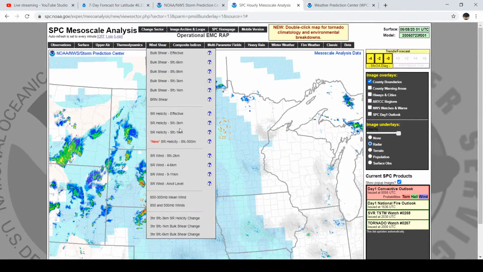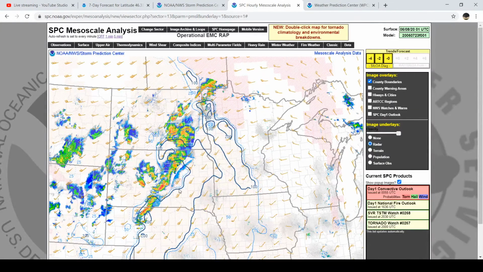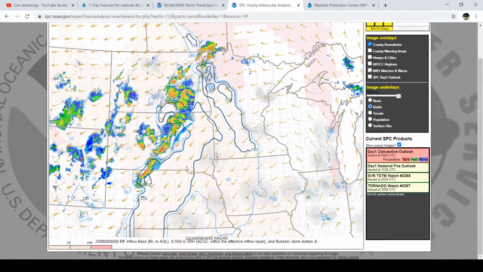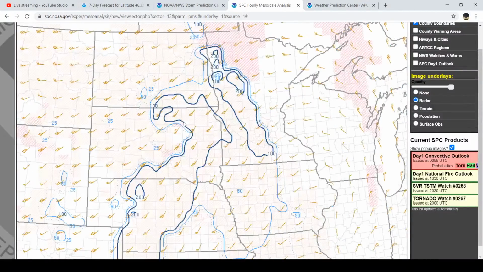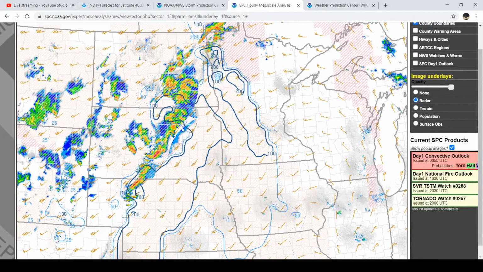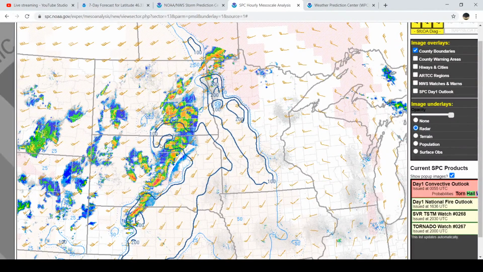We're going to look at the new SR helicity. This is taken from surface all the way up to 500 meters, not 1,000 meters or kilometers. So this is between the surface and the 1 kilometer. This is a new thing that the Vortex 2 has come out with. This can indicate probably where the best tornado chances are, because there's the best amount of spin through that area. As we can see, there's about 100 through this region right in here.